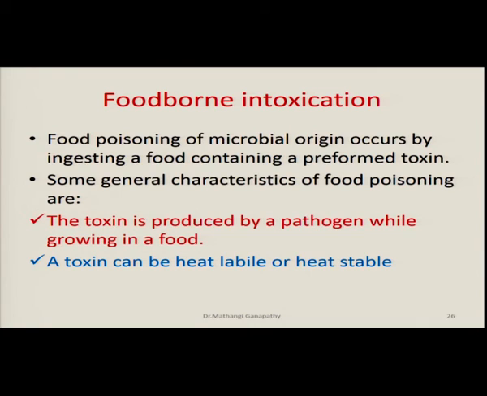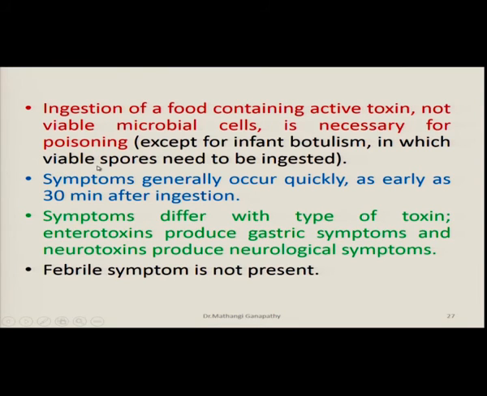This toxin can either be sensitive to heat, so it can break down when heated. So, during cooking, the high heat maintained can kill the toxin so that the food becomes safe, or it can be heat stable. Ingestion of a food containing active toxin, not viable microbial cells, is necessary for food poisoning, except for infant botulism, in which viable spores need to be ingested. Symptoms generally occur quickly, as early as 30 minutes after ingestion, and symptoms differ with the type of toxin. Enterotoxins produce gastric symptoms, neurotoxins produce neurological symptoms. Febrile symptoms are not present.